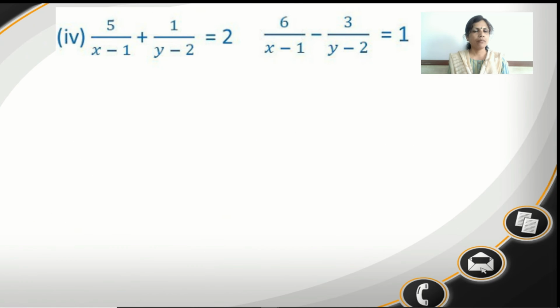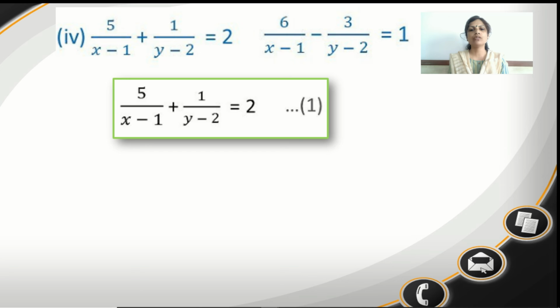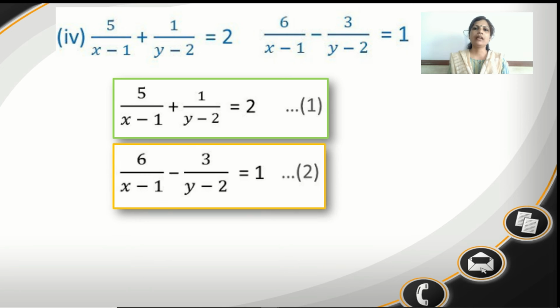This is question number 4 from the main question, that is question number 1 of exercise 3.6. Looking at this sum, this looks again very different, but after solving you will feel that even this is also easy to solve. So what we will do, 5 upon x minus 1 plus 1 upon y minus 2 is equal to 2. We'll consider this as the equation 1. And 6 upon x minus 1 minus 3 upon y minus 2 is equal to 1. We will consider this as equation 2.